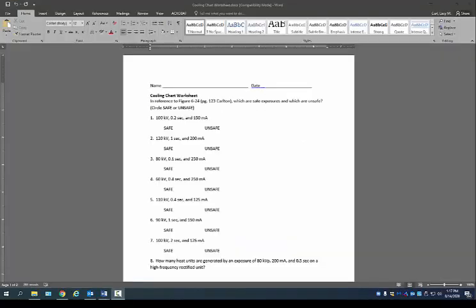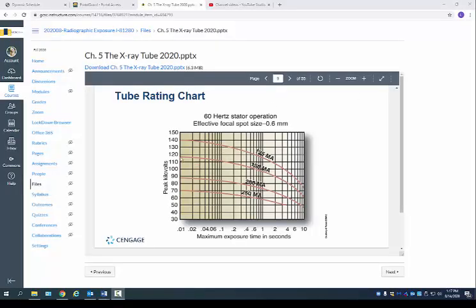Let's look at one more of these. Number 2, 120 kV, 1 second, and 200 MA. We found 120 kV. You should have found the 1 second line right here. Move all the way up to 120. And the MA curve is 200 MA. So, 200 MA is down here. So your answer should be unsafe.